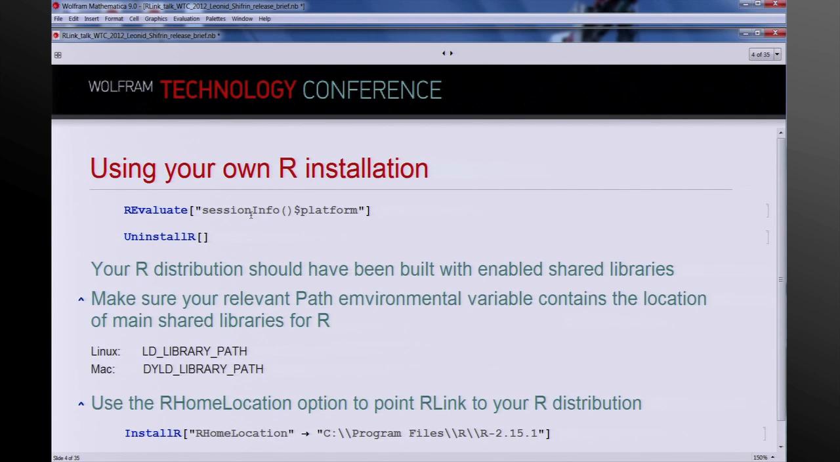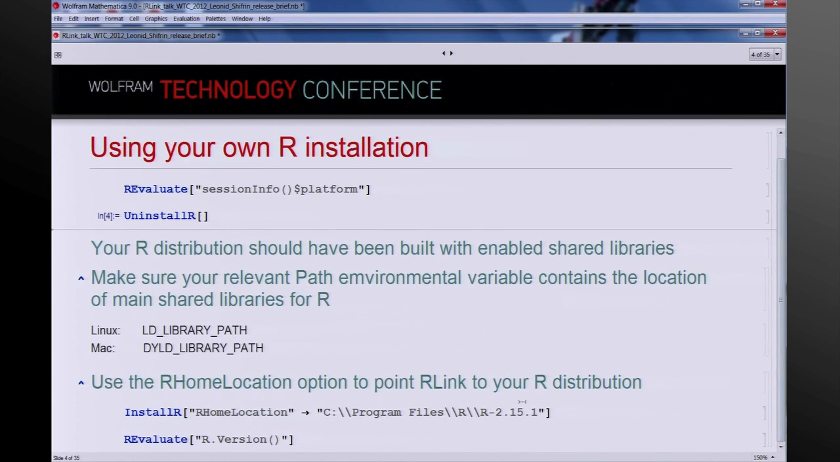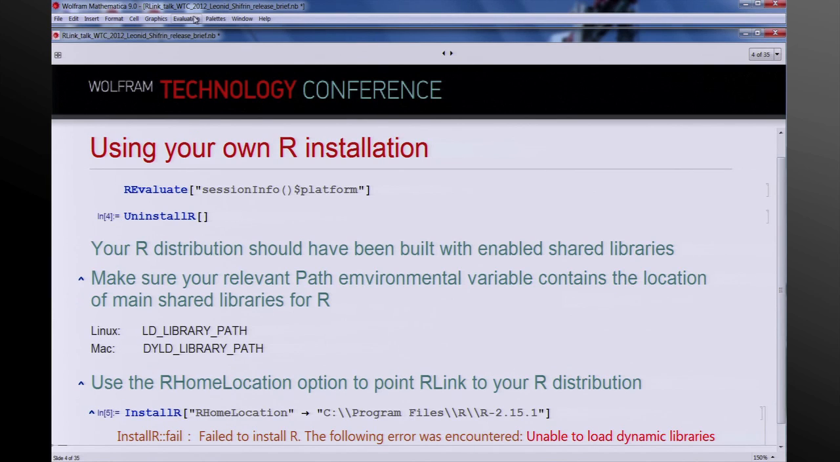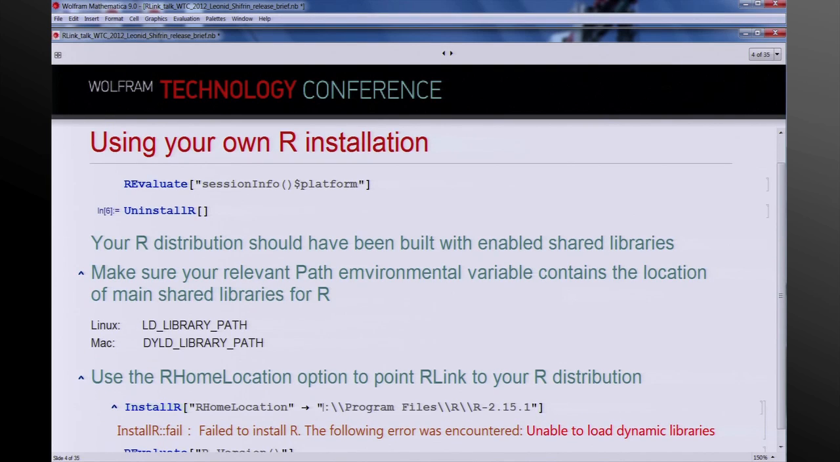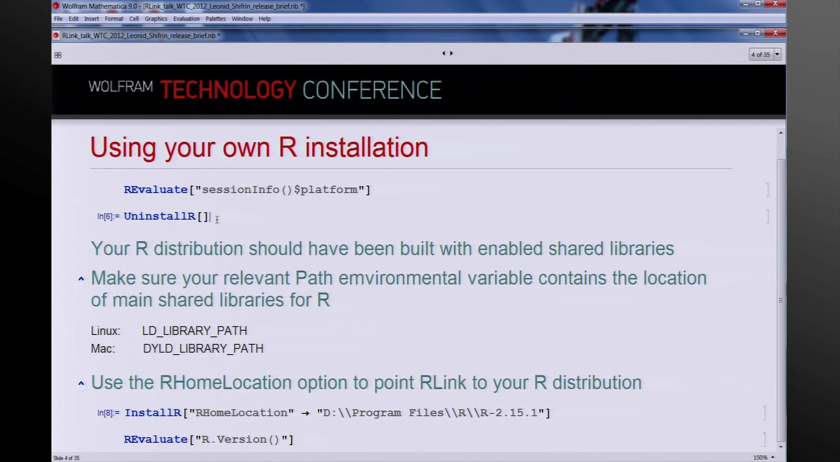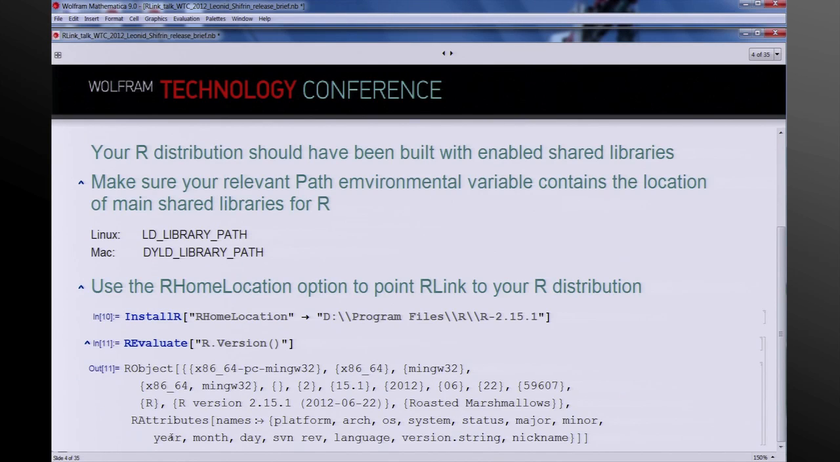Now you can also use your own R installation. Here we'll show you. So if you press UninstallR, now I will use another R installation, because so far I was just using the standard one which comes with RLink. But if I call InstallR with a path, I'm not sure if I called UninstallR first. I didn't. Oh, actually, yeah, I think it's D. It's a different drive. So let me just, I hope this will be correct, but let me see if it will work this time. Yeah, so if I now evaluate the R version, it shows that it actually is a different one. It's the newer one, just the one which was produced in, I think, July.